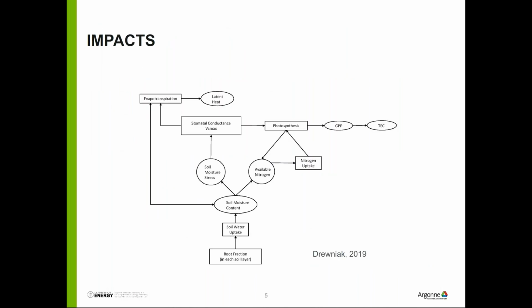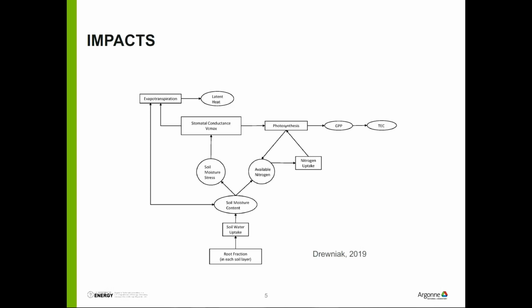And so just to give you an impression of what that does in the model, this is just a cartoon that looks at what influences what. At the very bottom, you see the root fraction in each soil layer is going to impact how much water is being taken up, and that will directly influence the soil moisture content. And as you lower or raise that soil moisture content, you're going to see influences on evapotranspiration, soil moisture stress, and the available nitrogen for plants.